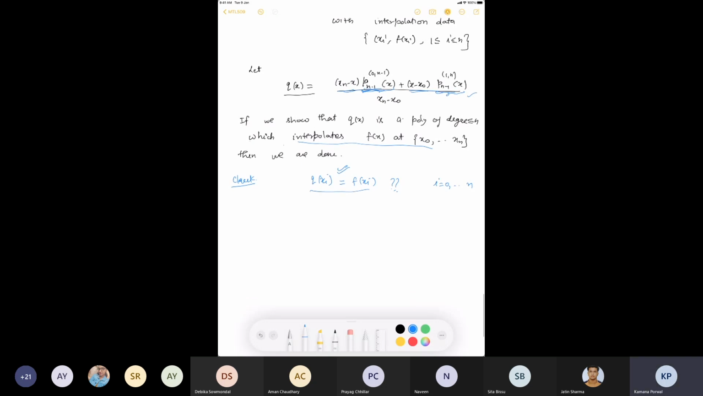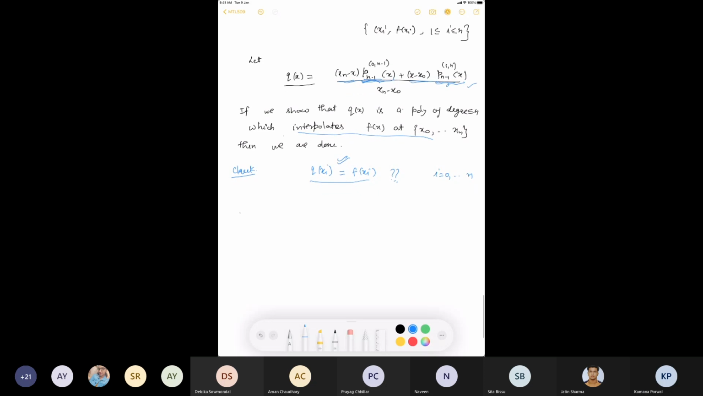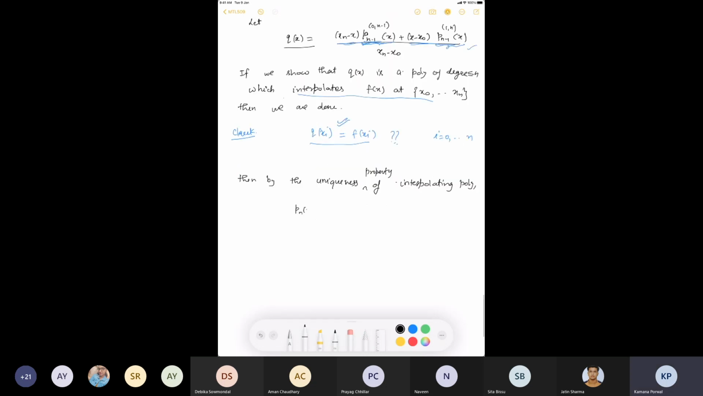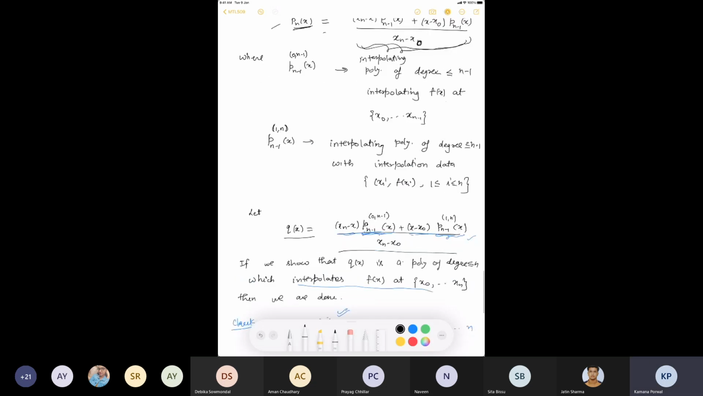Once you prove this, then by the uniqueness property of the interpolating polynomial, we are going to have that Pn(x) has to be the same as Q(x). And Q(x) is nothing but the polynomial which we wanted Pn(x) to be equal to. So we have obtained this.